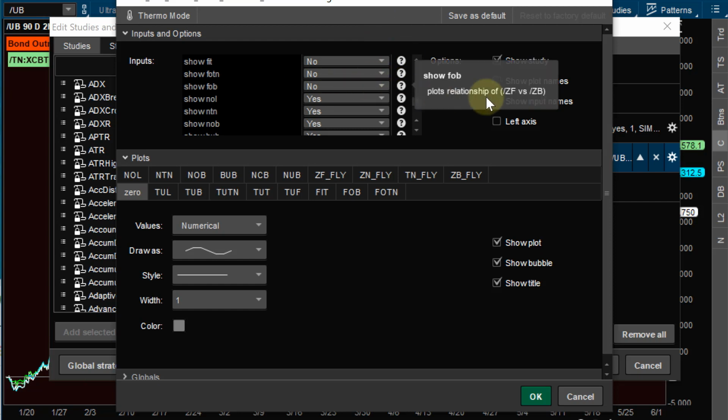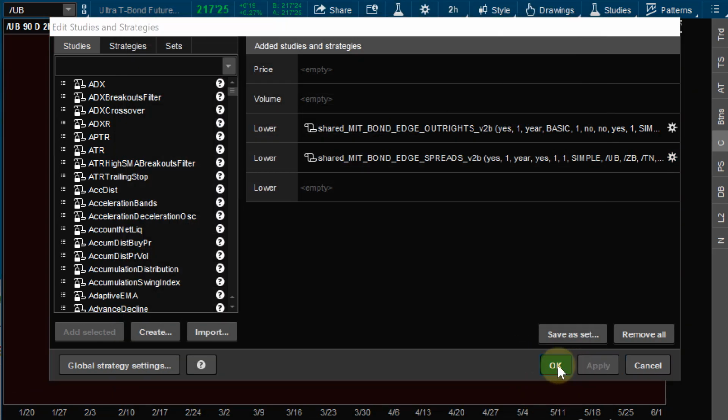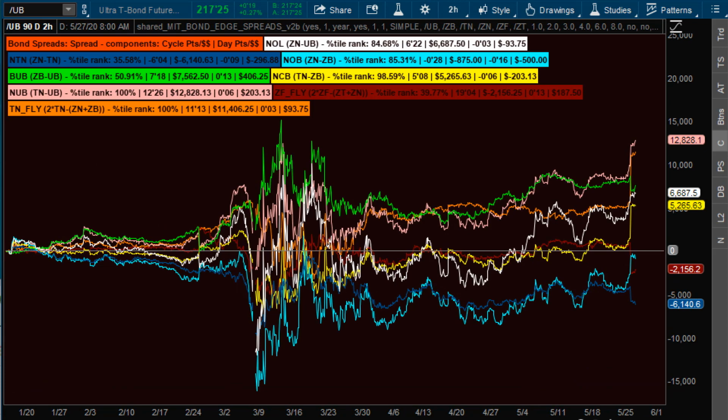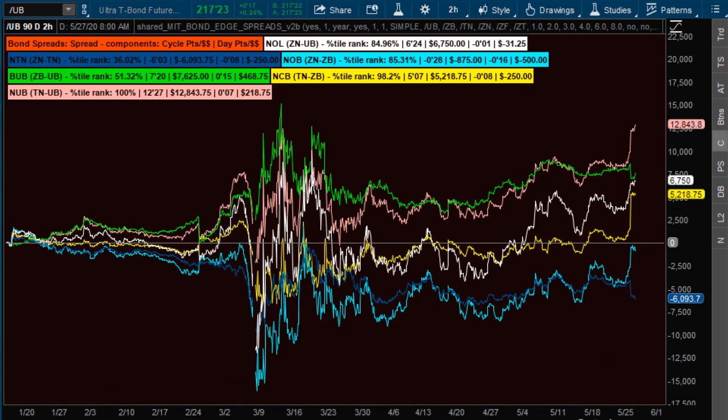Let's not put the FOB because I don't want to bring the ZF into the study. We're just looking at 4 different futures contracts right now. Okay, apply. Okay. Whoa. I like looking at things in spreads. So the 4 products, all their different combinations, are on this chart using different spreads. But now let me clean it up for you a little bit, and let me show you the really, really good stuff within this chart.